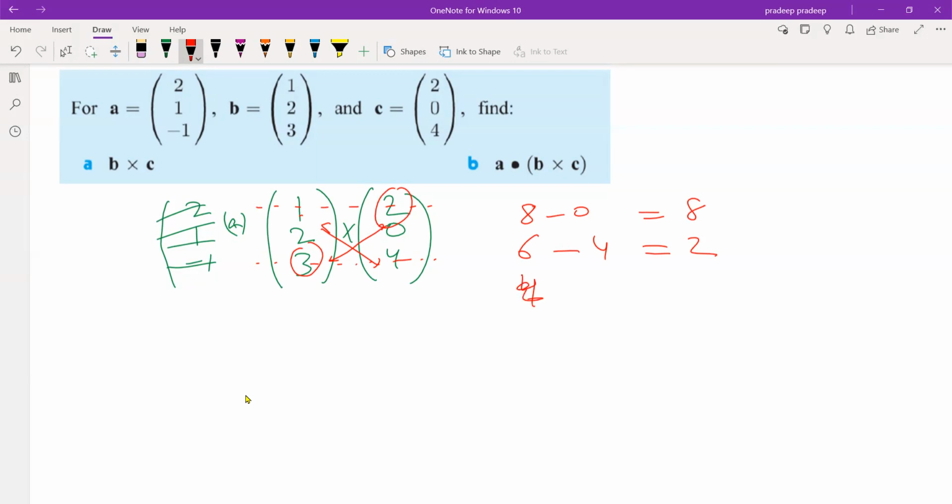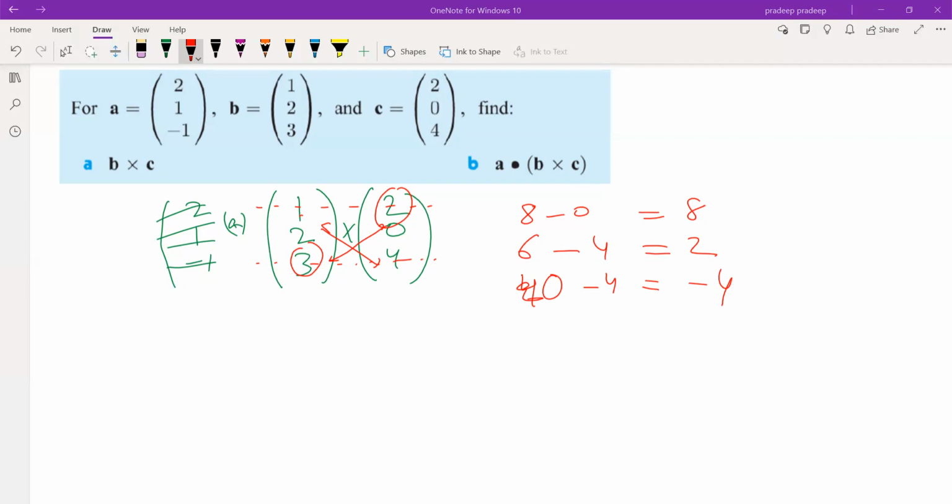1 into 0, it is 0. Minus 2 into 2, which is 4. So you should get this value 8, 2, and minus 4. Sheldon, just check if this makes sense to you. Yes, I got the same value.